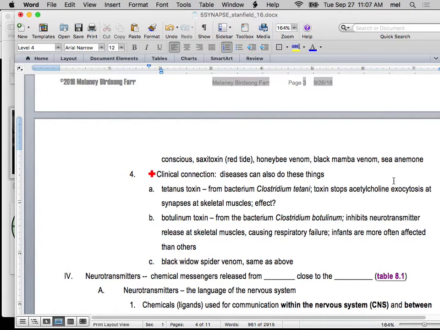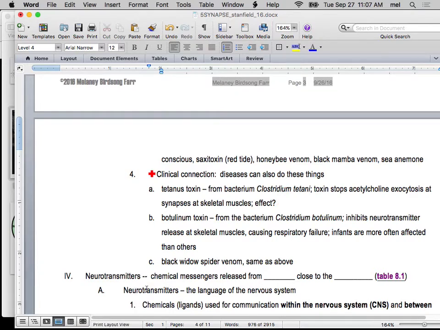And infants are incredibly sensitive to botulinum toxin. I don't eat home canned food unless I was involved in the canning. Pretty much don't. So you can give it to me at Christmas and I will write you a thank you note and then I'm going to pour it down the sink. Because I don't know. And so infants are especially susceptible to Clostridium botulinum.